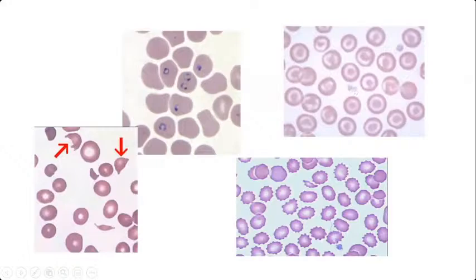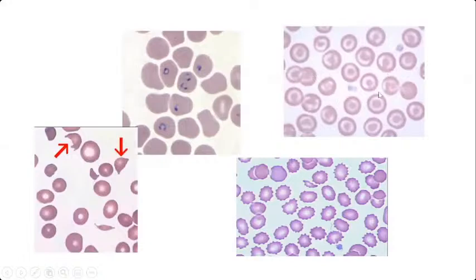Target cells. Very good. When do we see many target cells like this? Thalassemia. Very good. Which other condition as well? Iron deficiency. Yes, you may see a few, not as many as what I'm seeing here. You may see some in iron deficiency. Very good. When else? Liver disease. Very good.